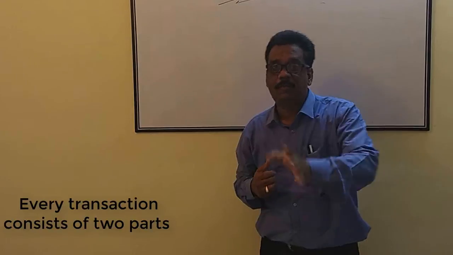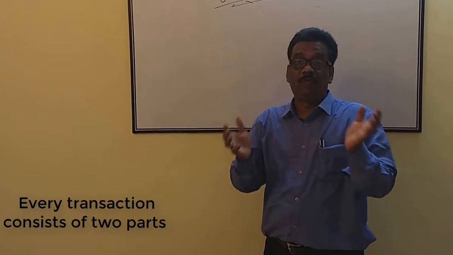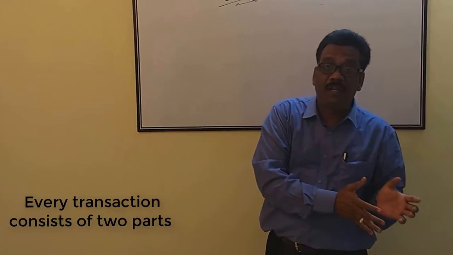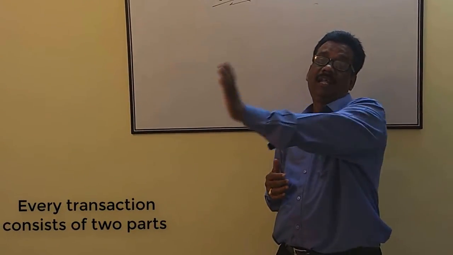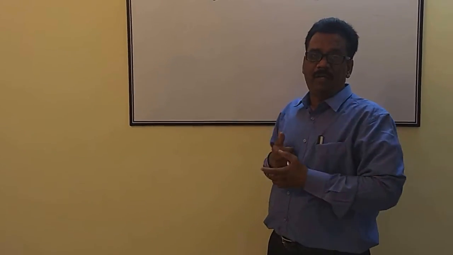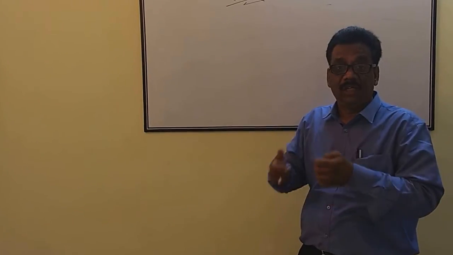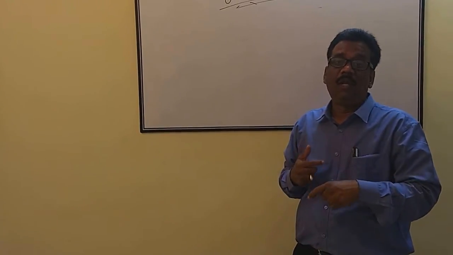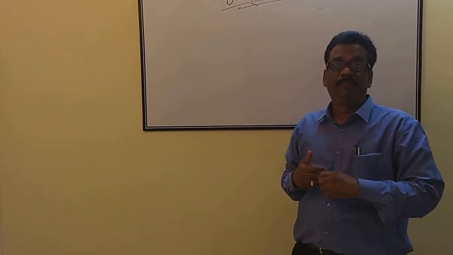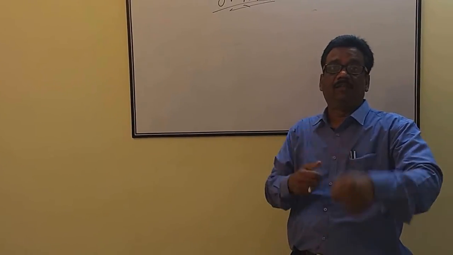Then, dual aspect. Every transaction consists of two parts. One gives benefit to the business, another takes away benefit from the business. On this dual aspect, one format of practice of accounting is known as the double entry system. There, the concept will be well understood.